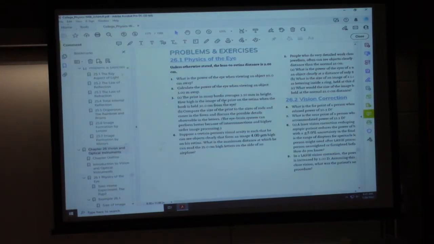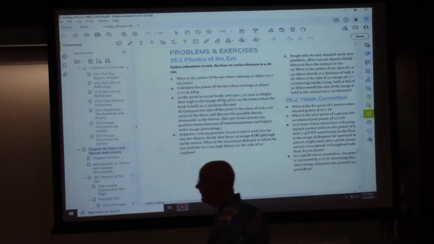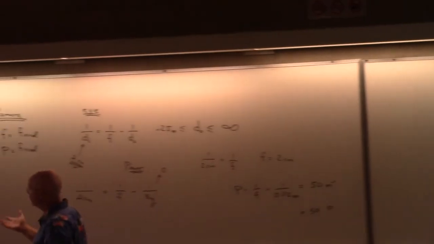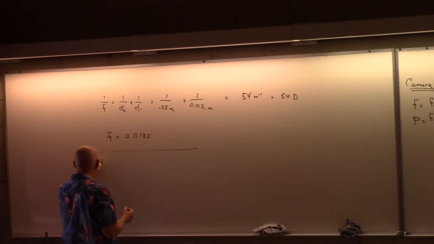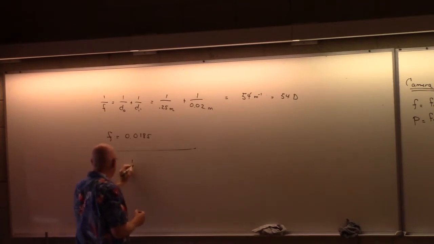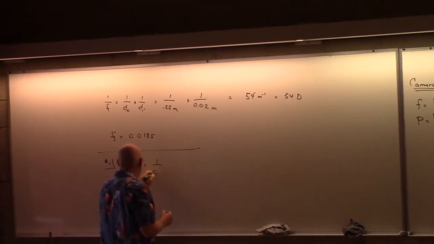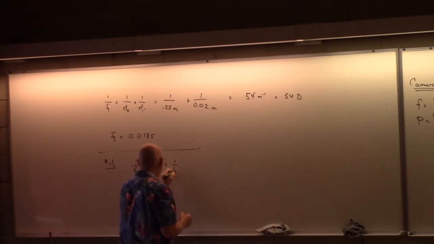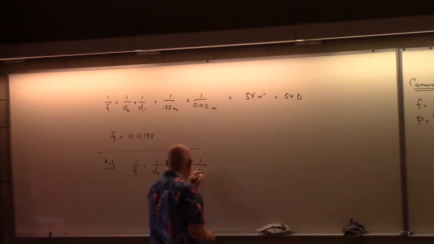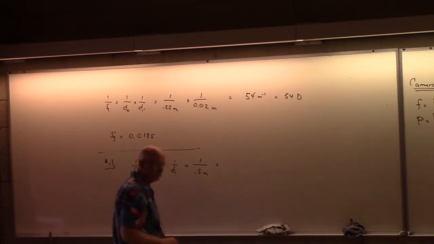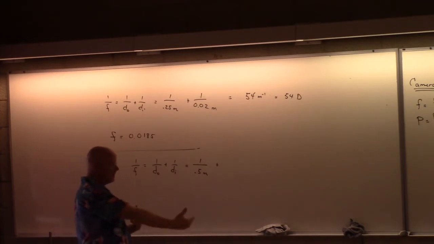Number 1 says, what is the power of the eye? And I think they mean the human eye here. What is the power of the eye when viewing an object that is 50 centimeters away? Well, this is really that same calculation, but my eye is looking at something that is 0.5 meters away. So it's not as close, but it's not as far.